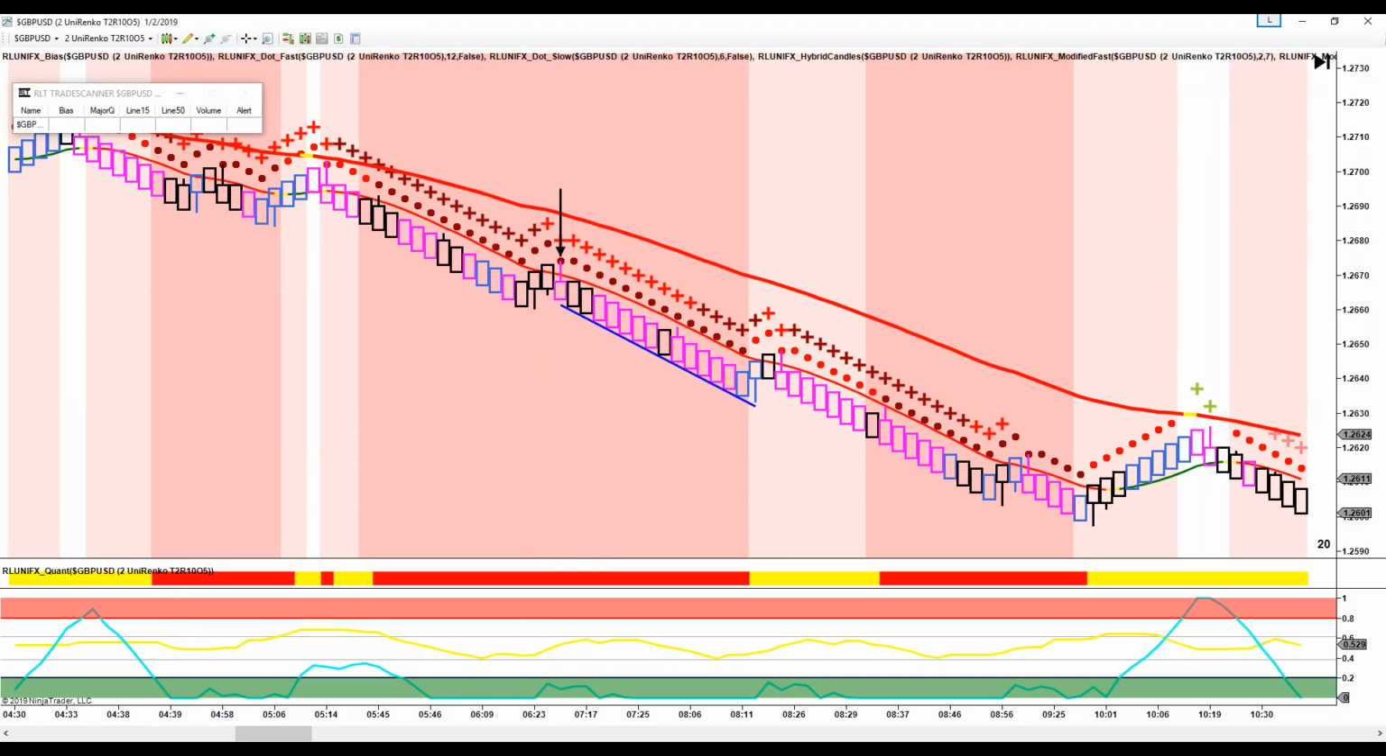So just for the heck of it, we'll scale it. And this is a 30 pip trade. I mean, that's a very nice trade. And it really, really is a very low risk, high reward trade.